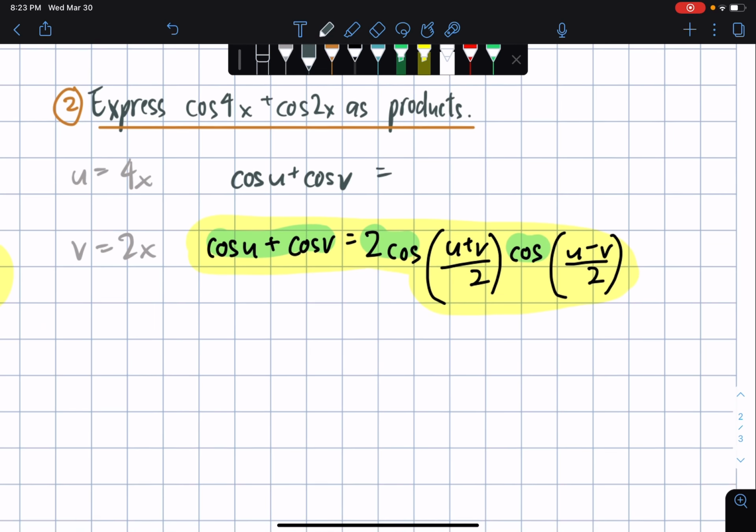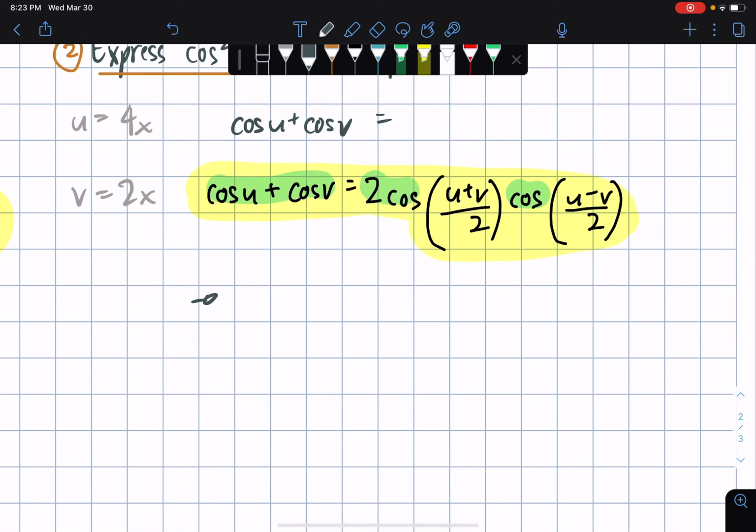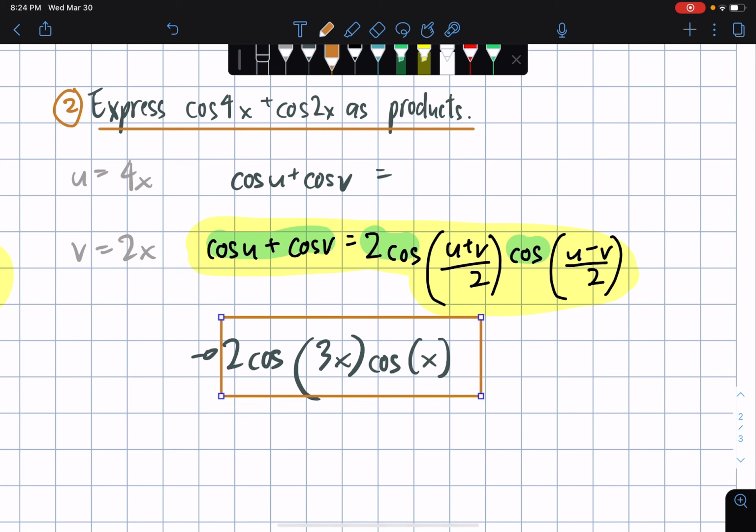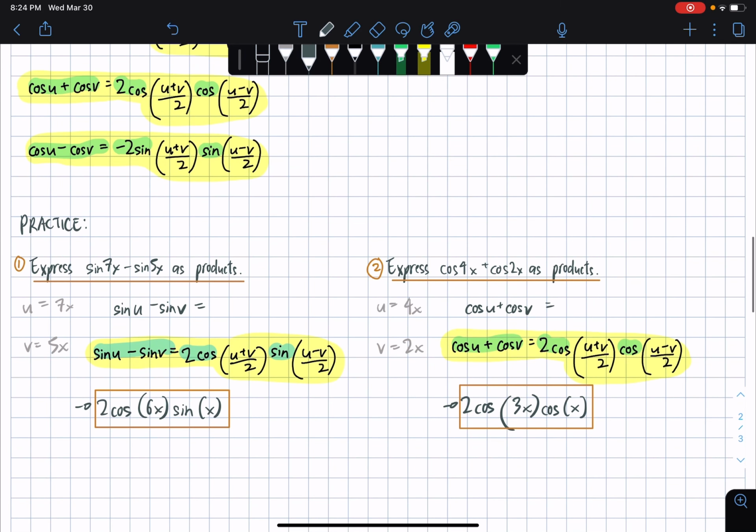Alright? Cos u plus cos v, let's substitute the values. 2 cos times the quantity u plus v, which is 4x plus 2x, which is 6x divided by 2, we get 3x. Then cos times the quantity u minus v, which is 2x divided by 2, we get x. This is the final answer.